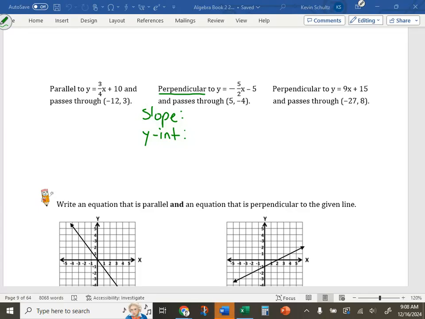Our line is perpendicular to y equals -5/2 x minus 5. What is the slope of our line going to be? 2/5. Thank you. Positive 2/5. Okay? To get that y-intercept, we go back to point-slope form and plug in what we know.